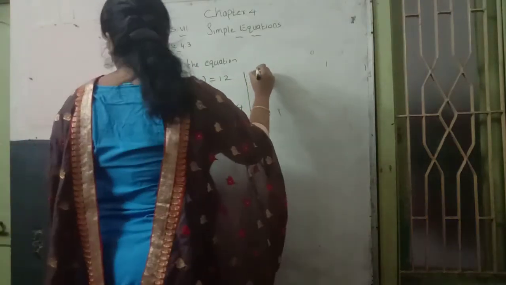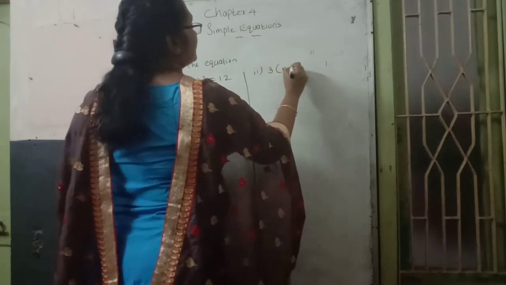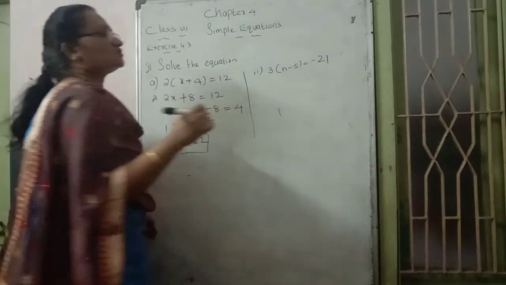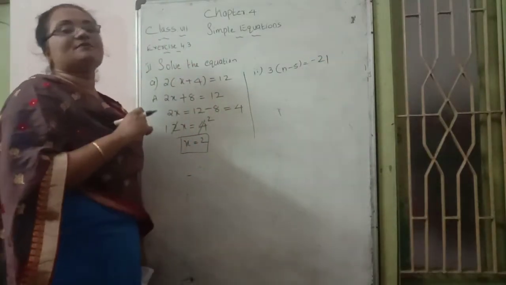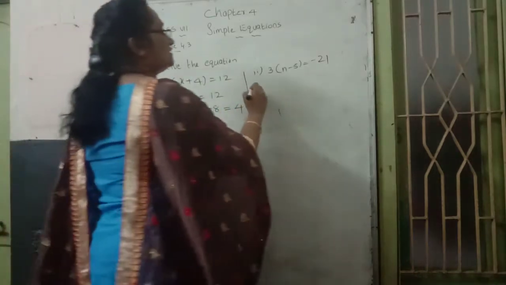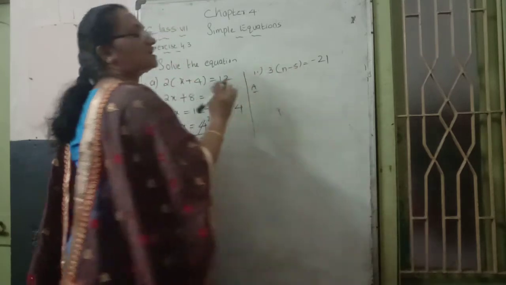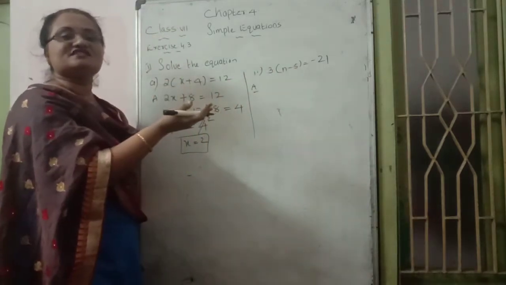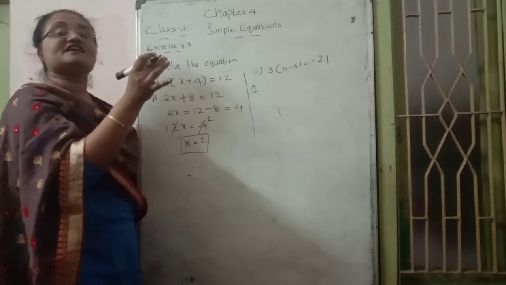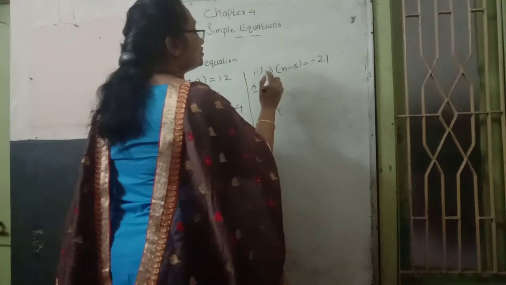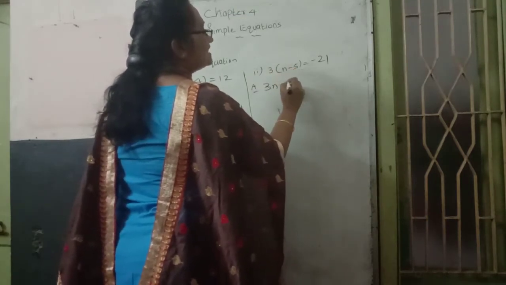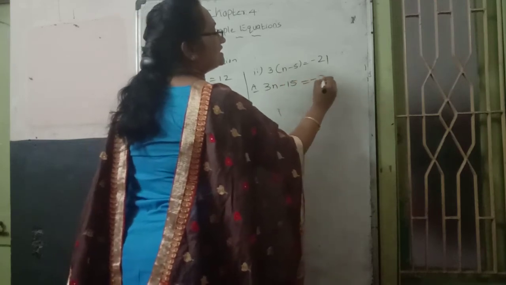Then one more question of this type: 3 into (n minus 5) = minus 21. This question also has a bracket. First you open the bracket and frame the correct equation. How to frame it: the outside 3 is multiplied to the inside of the bracket, to all the numbers. 3 into n becomes 3n. 3 into minus 5 becomes minus 15, equal to minus 21.